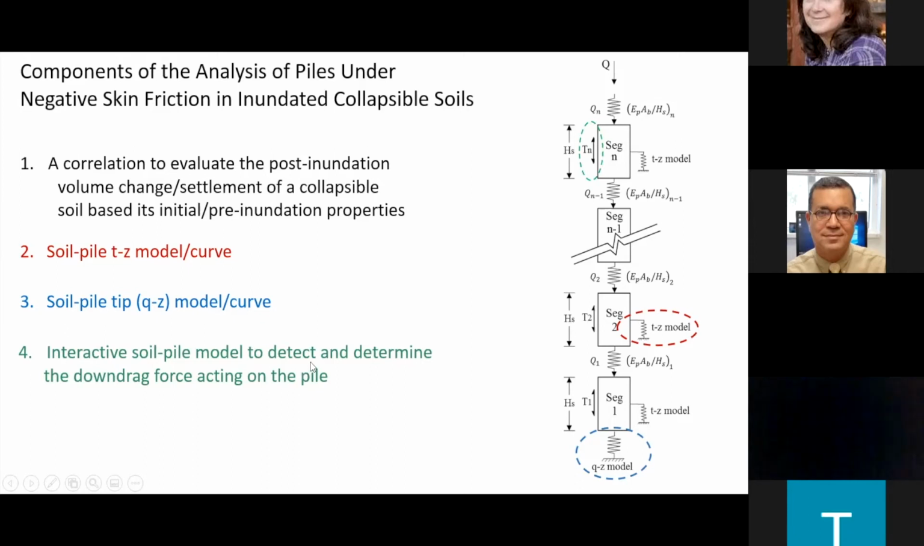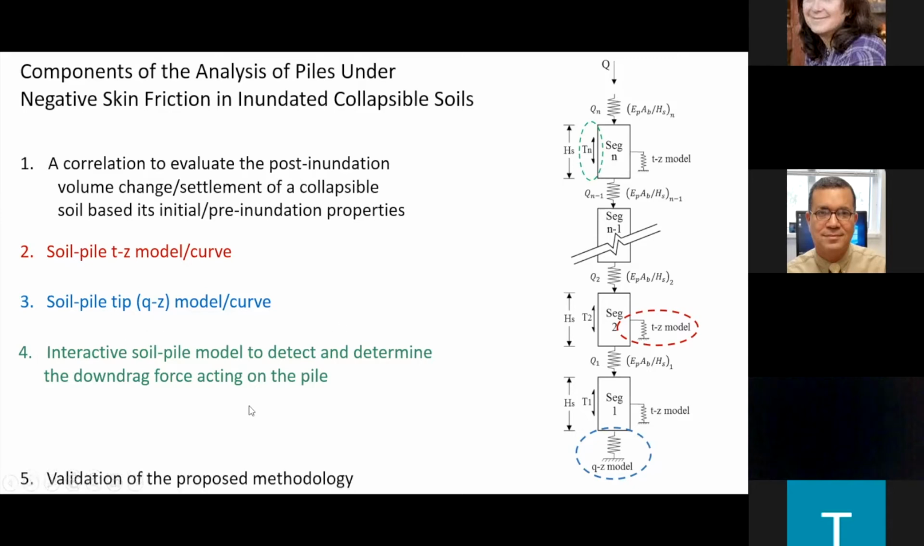Also, in order to deal with the negative skin friction, as I mentioned before, we should develop an interactive soil-pile model to determine the down drag force acting on the pile. How much is the down drag force, where is it going to happen on the pile, and once we consider it, what is the response of the pile, how is the pile going to react to that force.